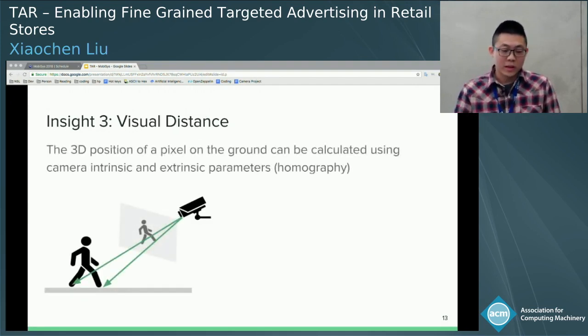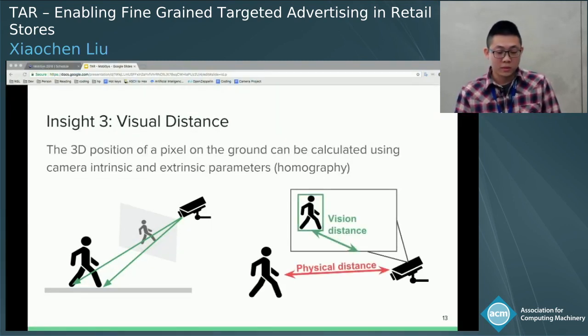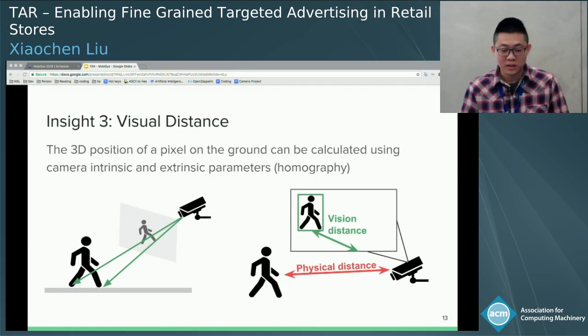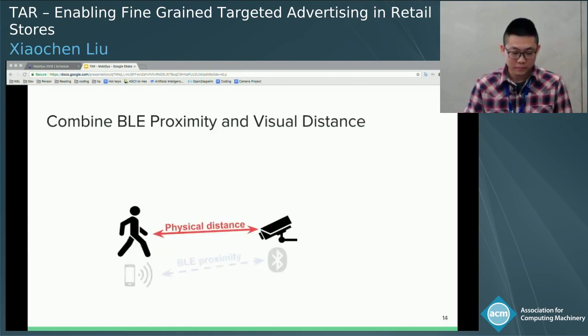For vision, we can estimate the actual distance between the customer and the camera by analyzing the video. As this figure shows, if we know the parameters of a camera, we can create a one-to-one mapping between a point on the floor and its corresponding pixel in the image. This mapping is called camera homography. Then we can use the person's foot position as her standing point and turn the pixel position into her actual distance to the camera.